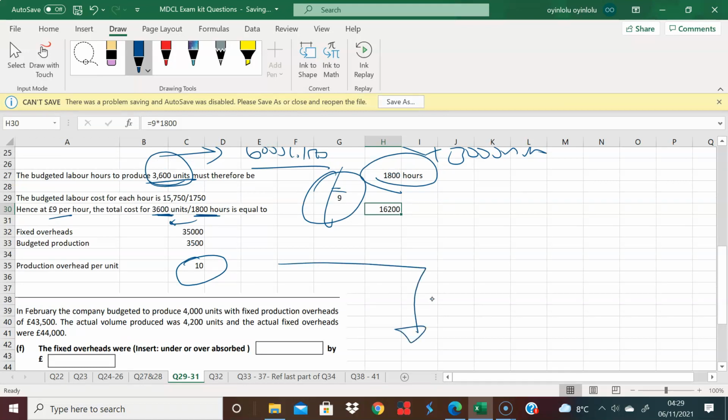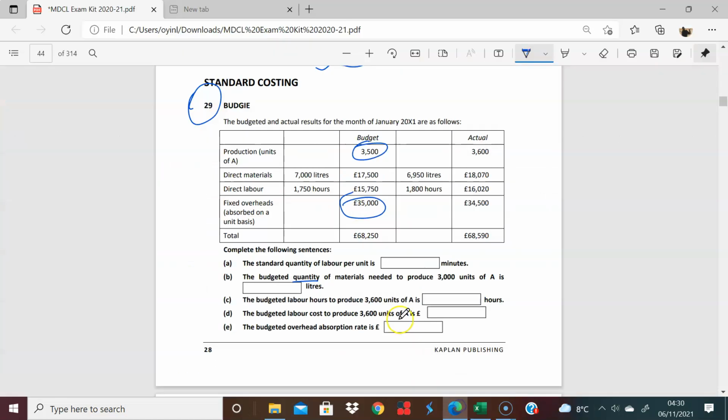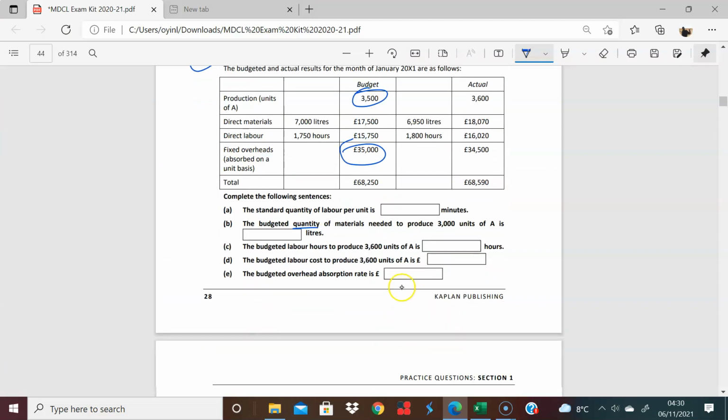Then we move on, because from here in February, it says the company budgeted to produce 4,000 units with a fixed production cost of 43,500. Sorry, in this question that's just £10; completely different question. That's what your production overhead is per unit. The budgeted overhead absorption rate is £10, and that's what we're answering in E.